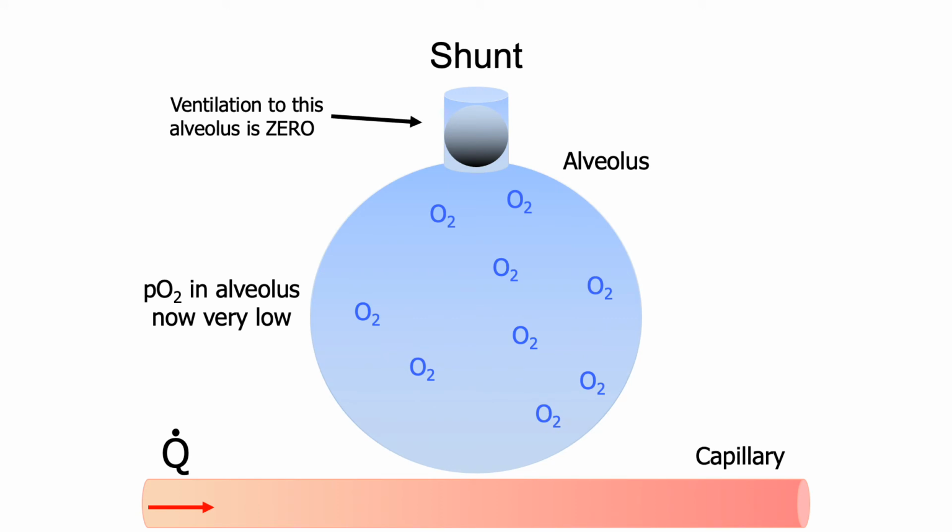Over time, the oxygen is going to be dissolved from the alveolus into the blood, and the PO2 in the alveolus will become very low. When this happens, the oxygen levels in the blood will also be very low.